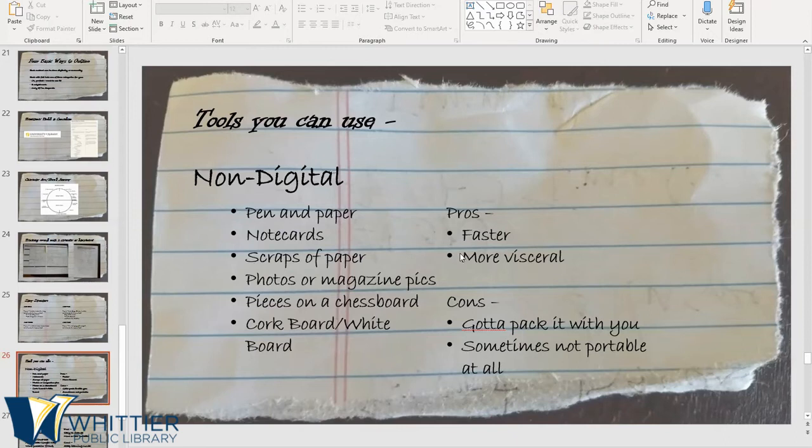The pros to using non-digital tools, of course, are that it's faster and it's more visceral. Writing something with your hand is very, very visceral. It's one of the reasons why a lot of people do it, and I know a very good writer who writes everything out by hand. I would never be able to do that because if I have to retype something I've already written, it makes me crazy. The cons are, of course, if you've got 5,000 pieces of paper and calendars and everything, and you want to take it on the road with you, you've got to pack it with you. And if you've got pieces on a chessboard or your big old cork board, it's not really portable at all. So those are some of the pros and cons.